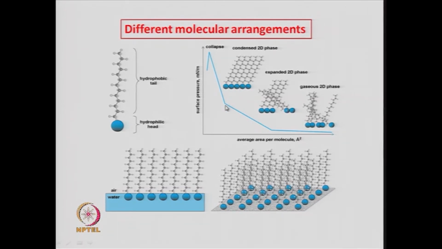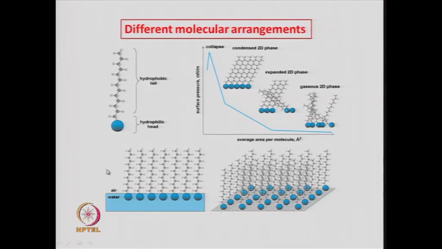If you bring the barriers further close, the pressure will increase drastically, and at a particular point the film, which was very well structured like a solid like regular pattern, will collapse, and you will have breakdown of the Langmuir-Blodgett film. So, you have different sections of this plot, the gaseous 2D phase, the liquid like 2D phase, the condensed 2D phase, and then the collapsed film at very high surface pressure, that is when the distance between the two barriers is very low.